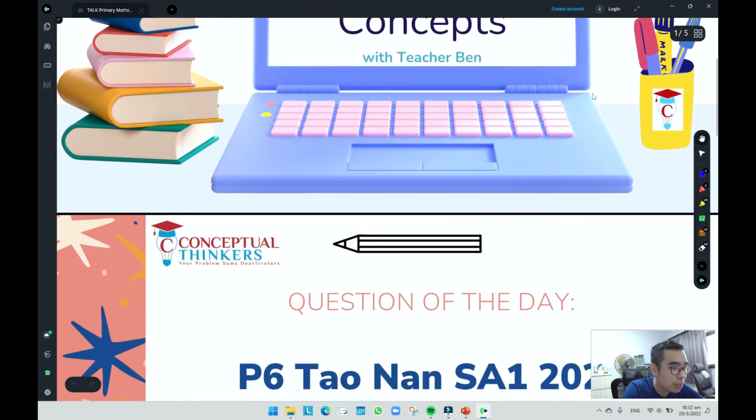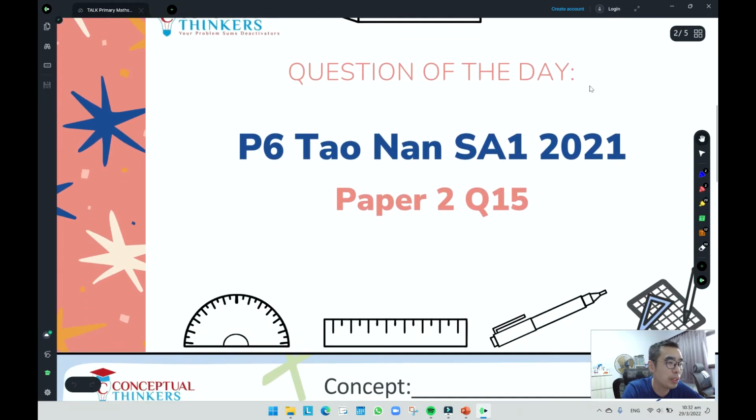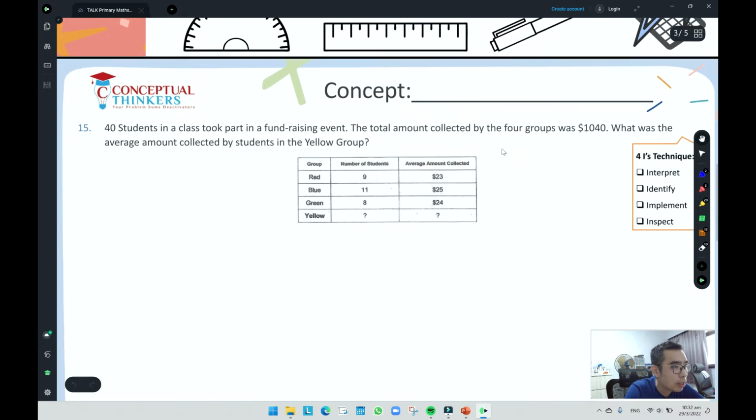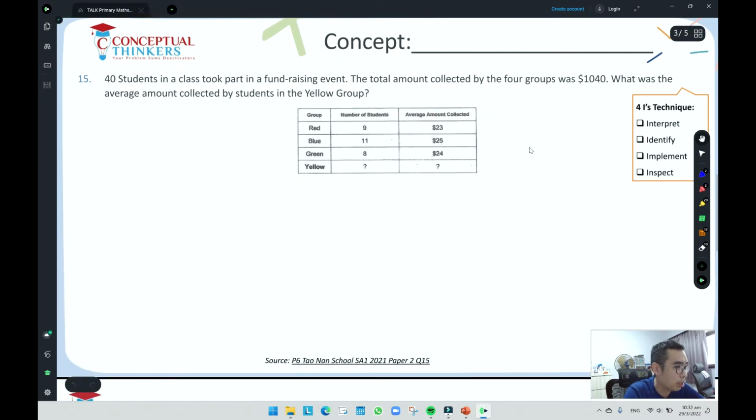Okay, so today the question of the day will be P6 Tao Nan SA1 2021 Paper 2 Question 15. Okay, so let's get started. Okay, so now let's interpret the question.